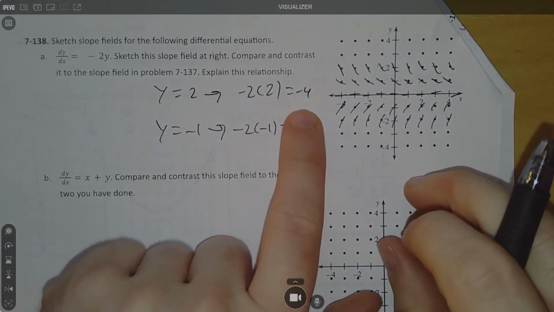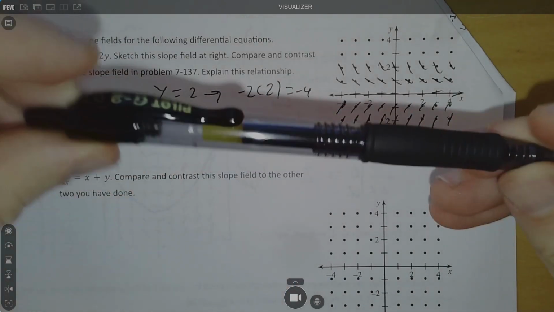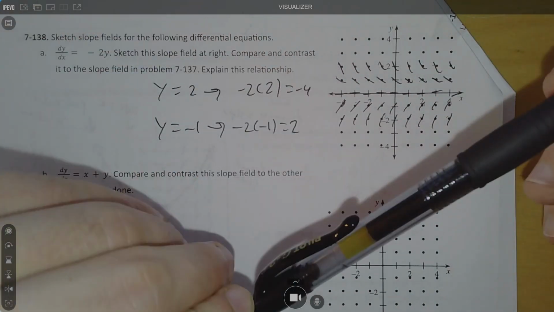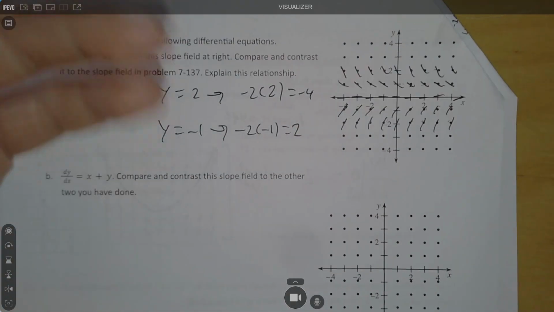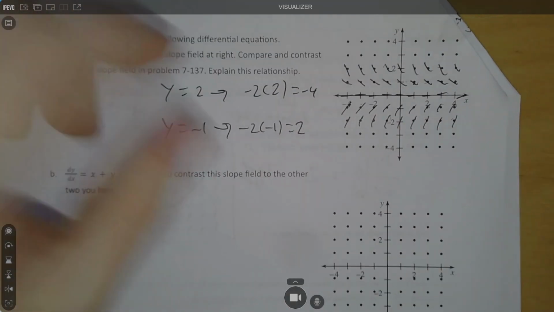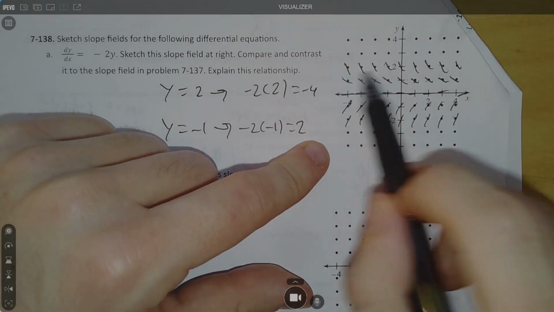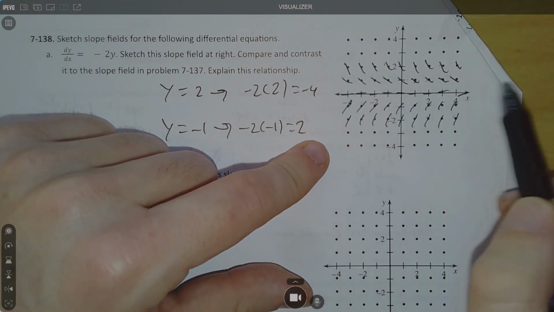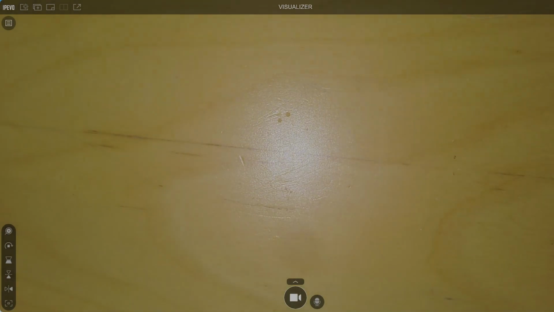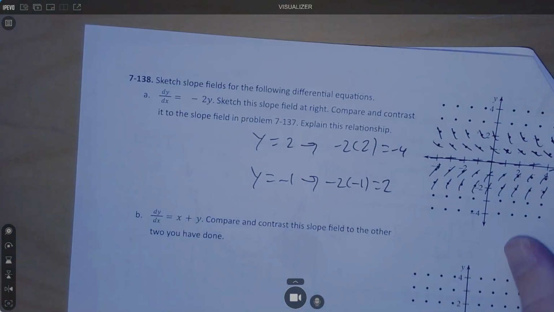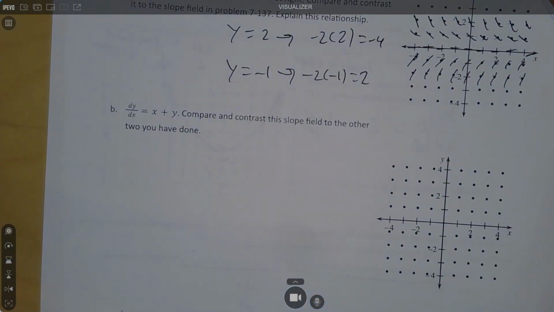That's what you're doing. You are finding where the pen is going. Is it going up? Is it going down? Is it going flat? You're plugging in these points to find that out. So what do you notice about this? You can see all these slopes are parallel by rows. If we go back to the other one, they're all parallel by columns. All the columns are the same. Okay, that's very important.